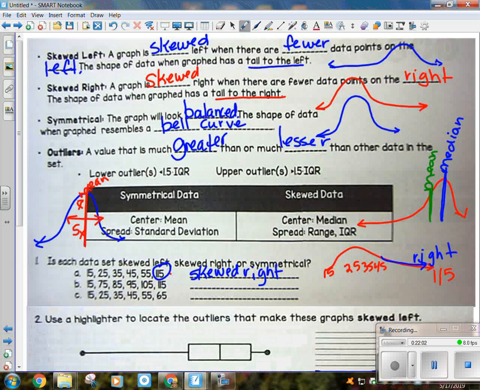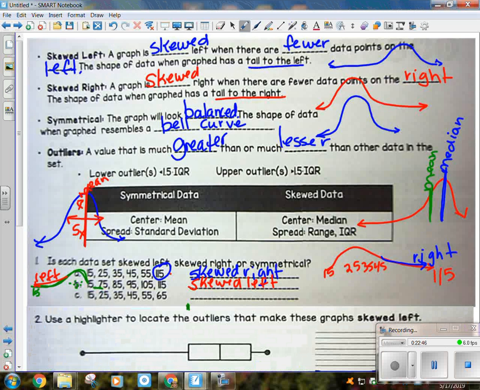Okay. Letter B. Let's look at this data. I got a 15. Then it jumps all the way to 75, 85, 95, 105, 115. So 15 is really, really low, and all of my data points are more over here in this curved part. So this time my tail, that extra long section, is to the left. So this data is skewed to the left.